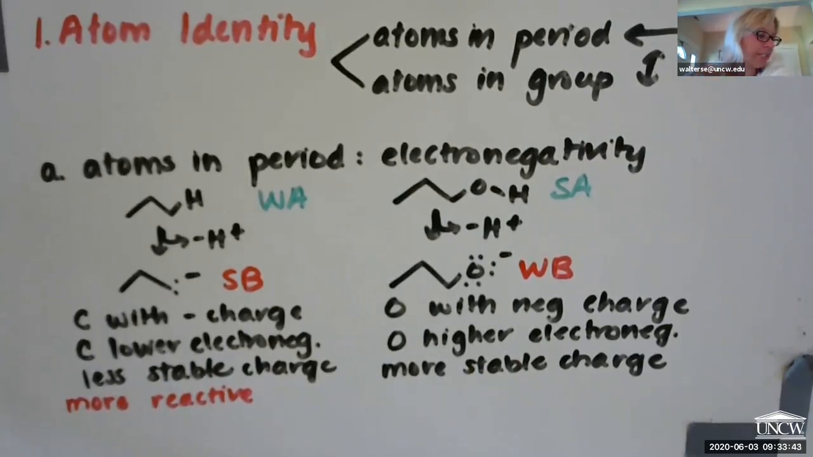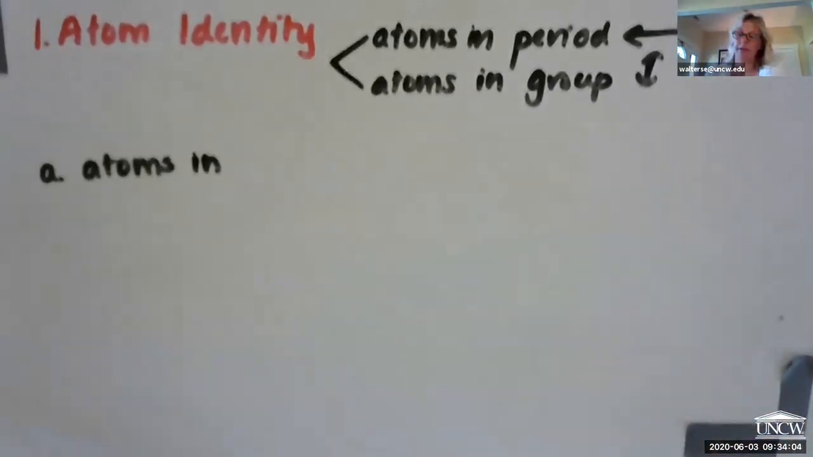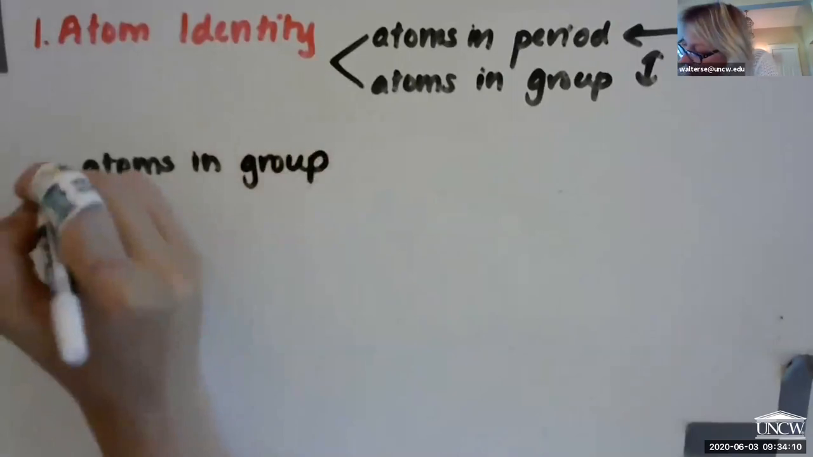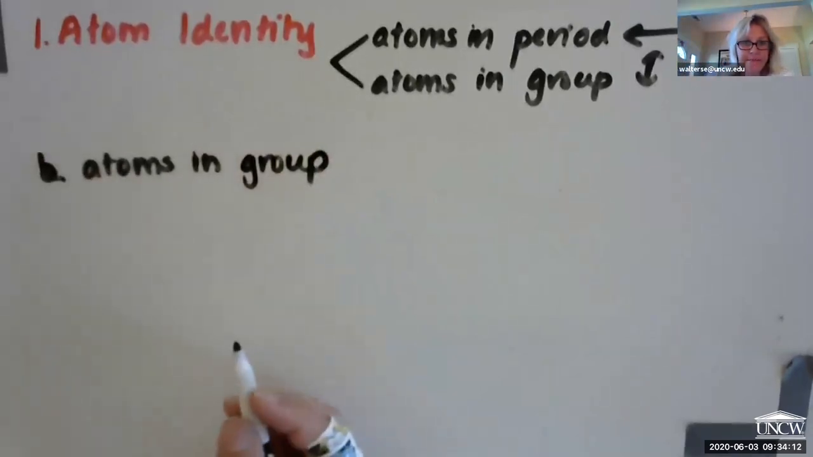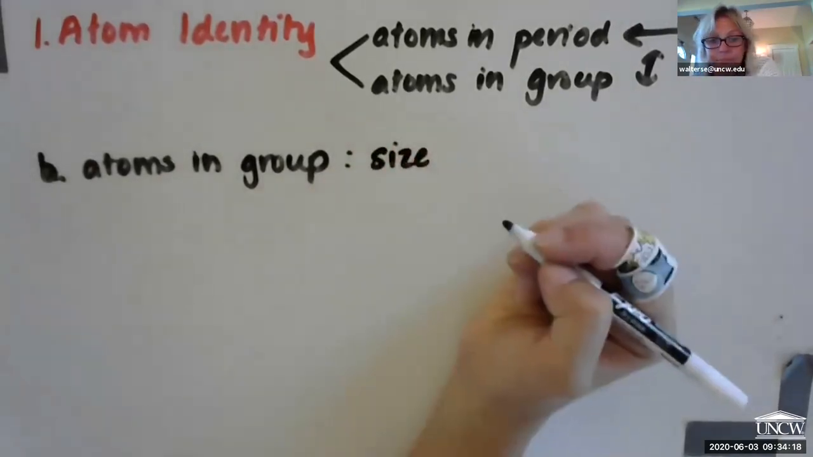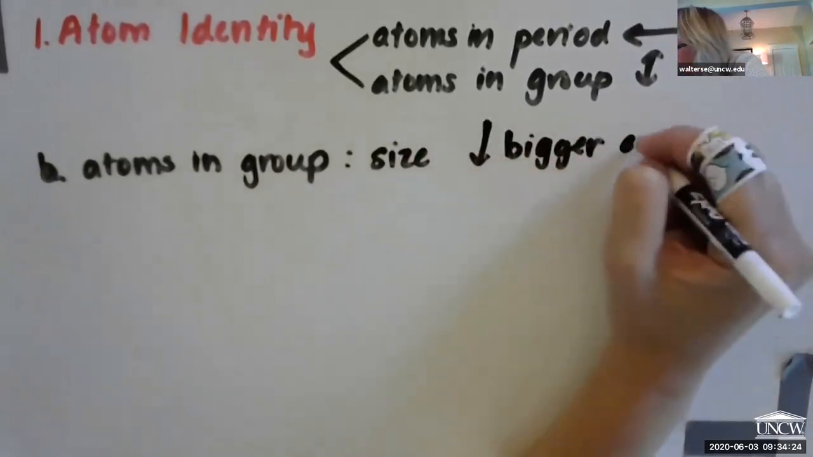Any questions about atom identity in a period? Okay, let's look at atoms in a group. When you're comparing atoms in a group, you can't use electronegativity. Atoms in the group, you have to use size. And atoms get bigger as you go down a group.